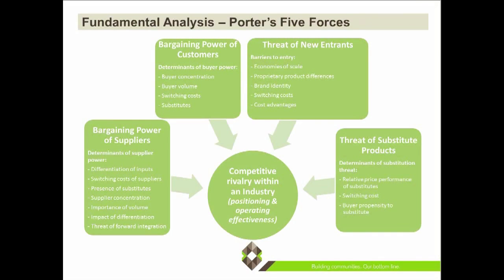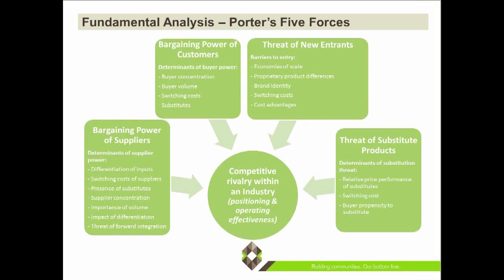What is the buyer concentration? Your buyer volume. Is it difficult for a buyer of your product, for your customer, to switch products, so that they're not dependent on your product? And how easy is it for them to replace your product with substitutes?